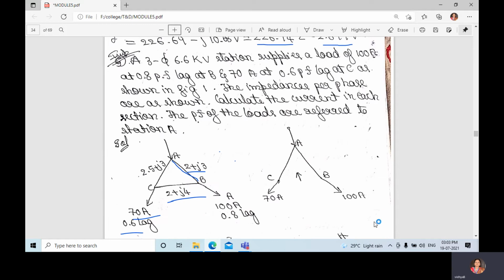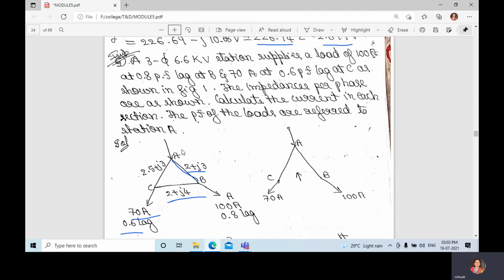Next is a similar problem. A 3-phase 6.6 kV station supplies a load of 100 amps at 0.8 power factor lagging at B and 70 amps at 0.6 power factor at C, as shown in the figure. That means they have given the load: at B 100 and at C 70.